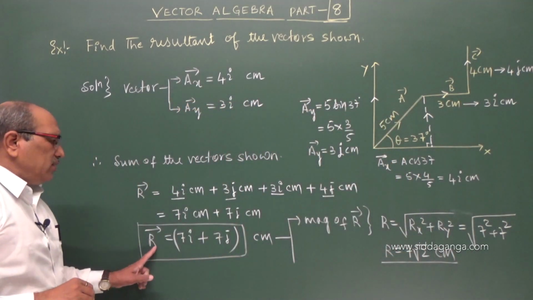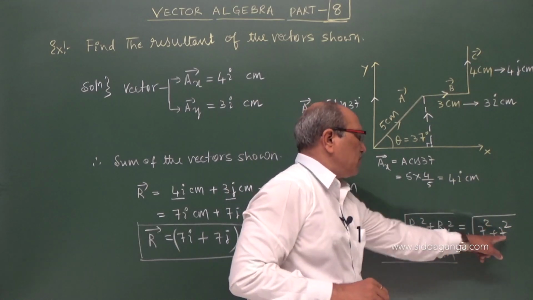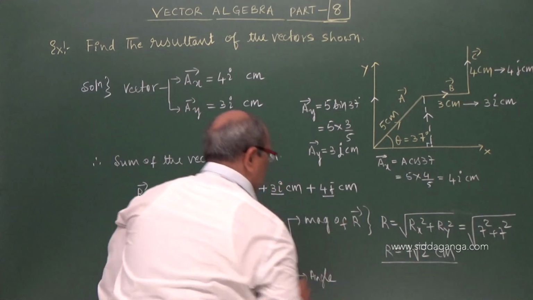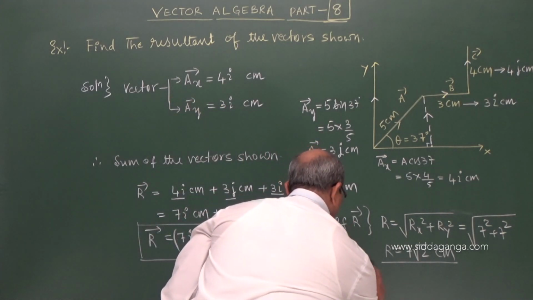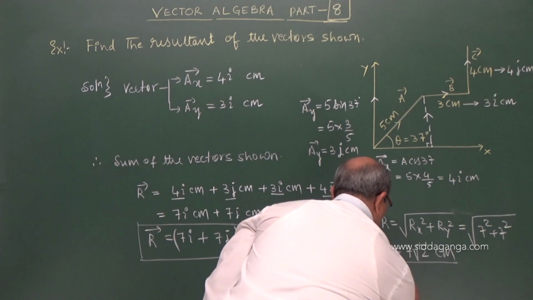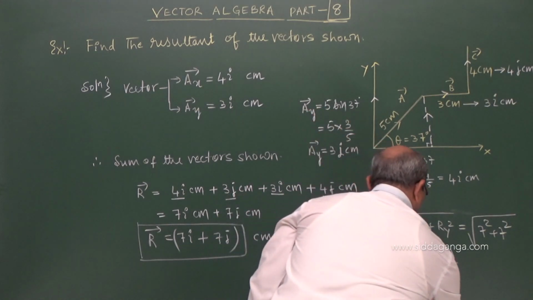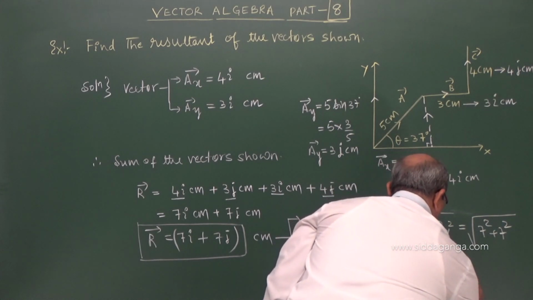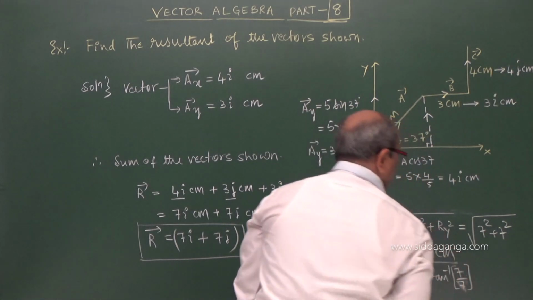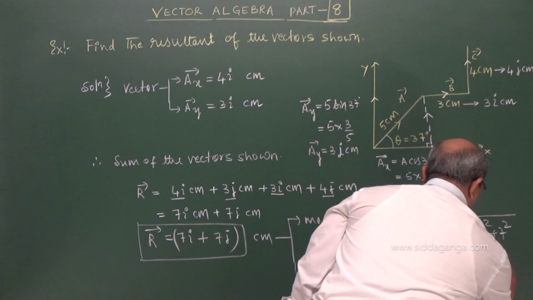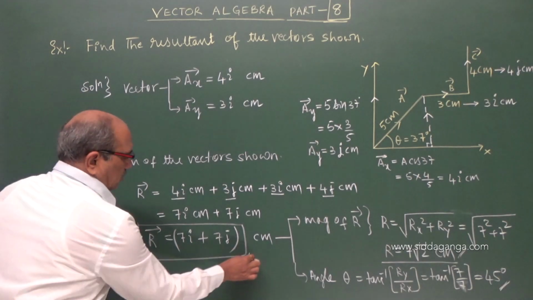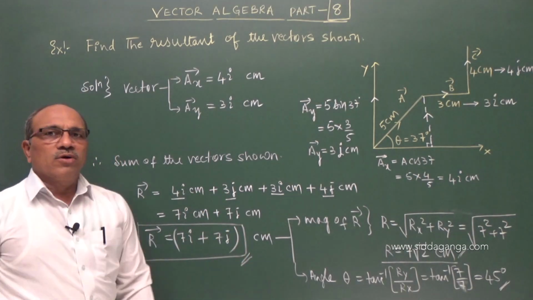What is the magnitude of R? 7 root 2, since 1 plus 1 is 2. And the angle theta is tan inverse of Ry by Rx, which is nothing but tan inverse of 7 by 7. 7 by 7 is tan inverse of 1, which is equal to 45 degrees. So this is the magnitude and the direction, or it is in the vector form, whatever you have to write.